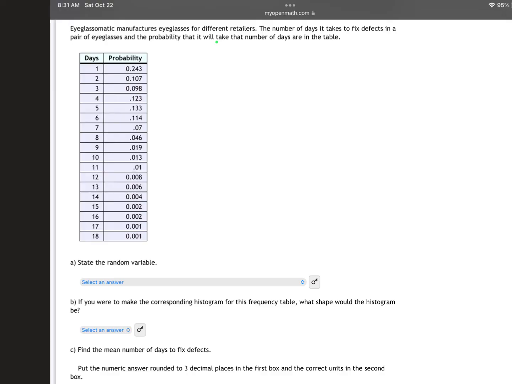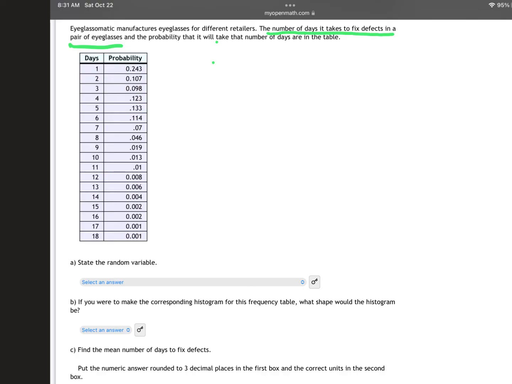I would recommend that you do this in Excel or Minitab. The way you would do this is highlight this and copy it into one of those two spreadsheets. You could also use Google Sheets, all right? So select the random variable. First, the random variable is right here: the number of days to fix a pair of eyeglasses. That's the random variable.